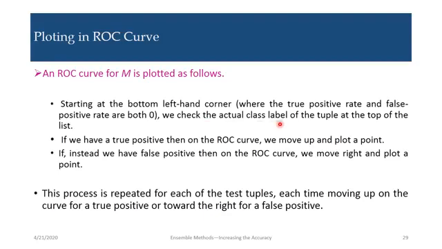So we check the actual class label of the tuple at the top of the list. If we have a true positive, then on the ROC curve we move up and plot the point. Suppose we get a true positive, we have to move up, as the true positive is shown by the vertical axis. And if instead we have a false positive, then on the ROC curve we move right and plot a point.